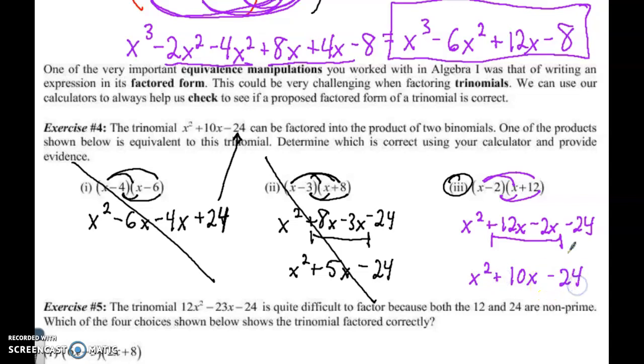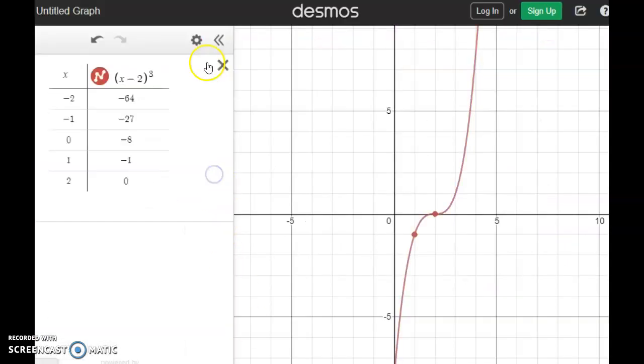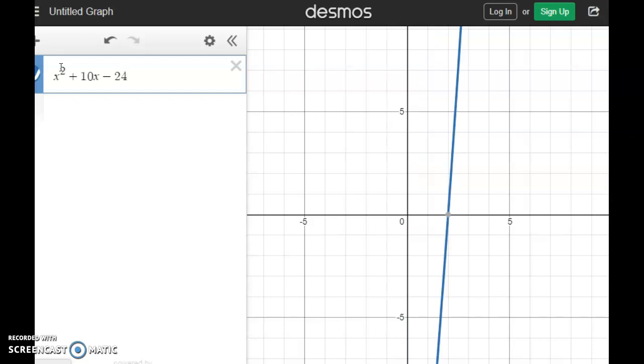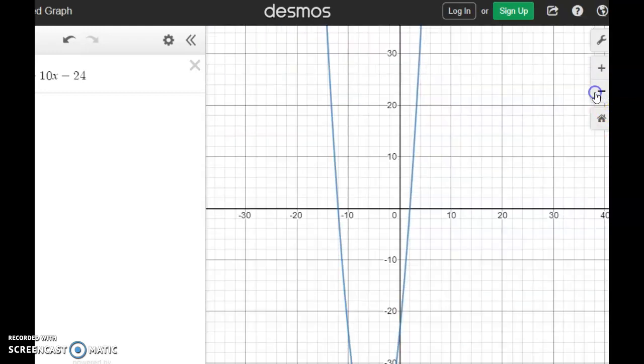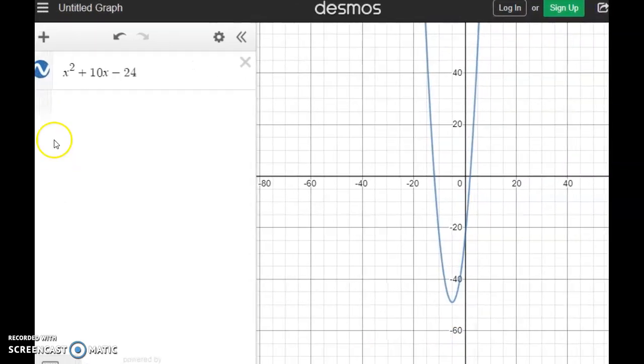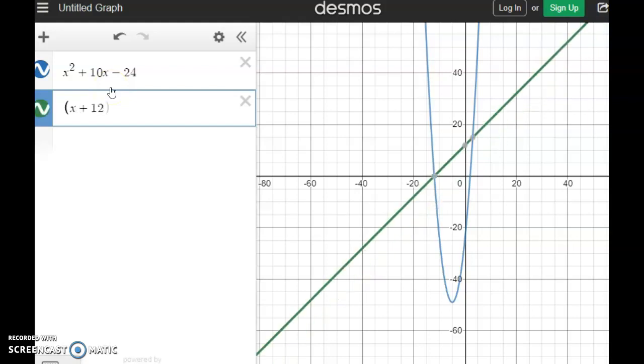Well, let's go to a calculator and verify that that's correct. So what I'm going to do is just pull up Desmos, delete this stuff. We're looking at x squared plus 10x minus 24. Again, you probably need to zoom out. That's these keys, move it around, make sure you can see the graph. And then over here, just grab a new equation. Just type in the answer that we said it would be, x plus 12, x minus 2.